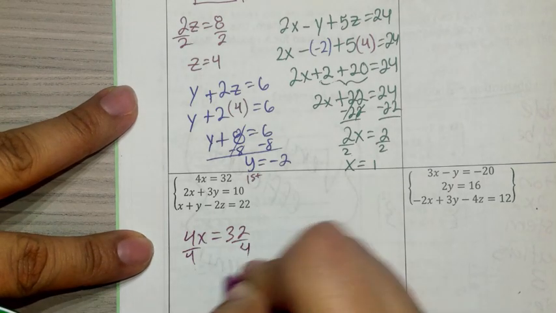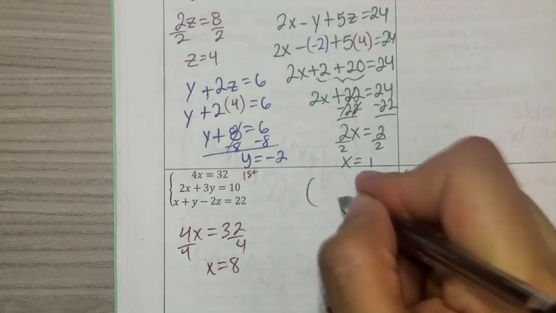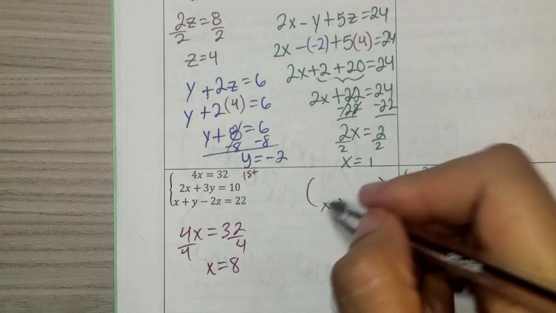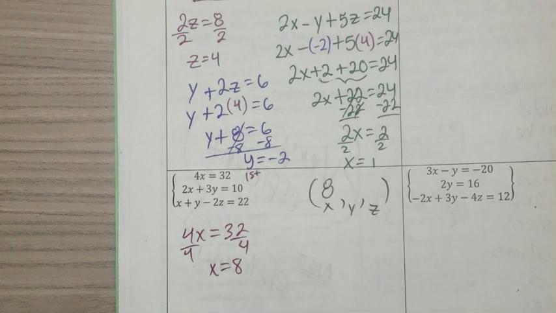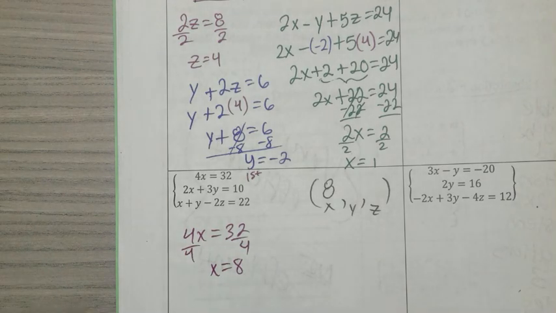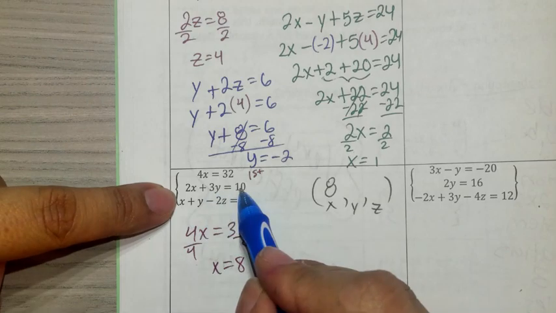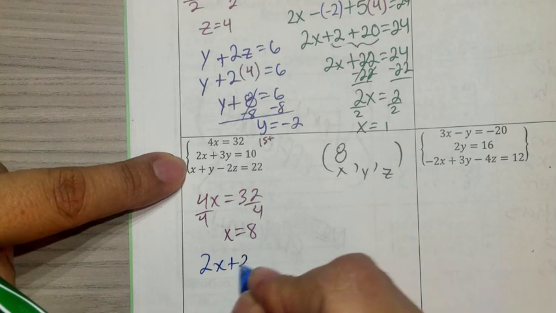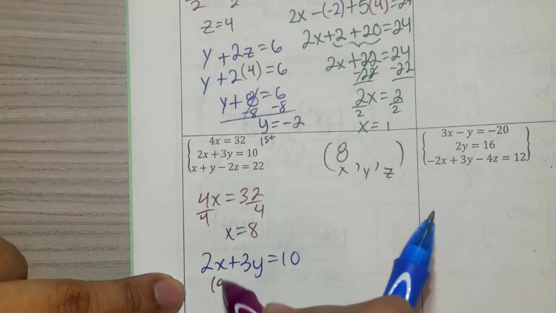Divide, and x equals 8. So just like that, our ordered triple has an x, y, and z, but so far we have the x. Then you use that x for the second most efficient. So between the other two, the second one can give you the answer. So 2x plus 3y equals 10. We're going to substitute the x with an 8.